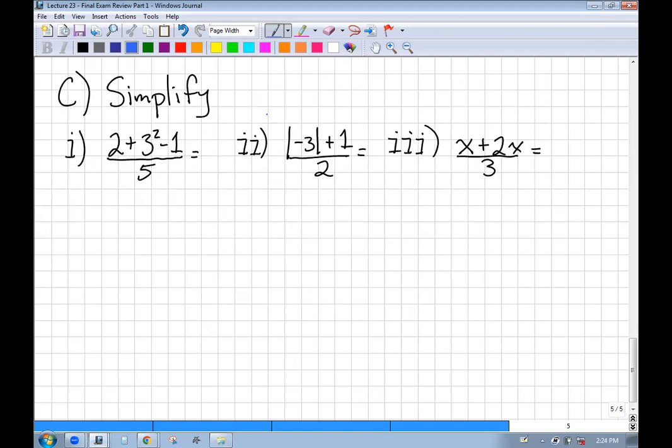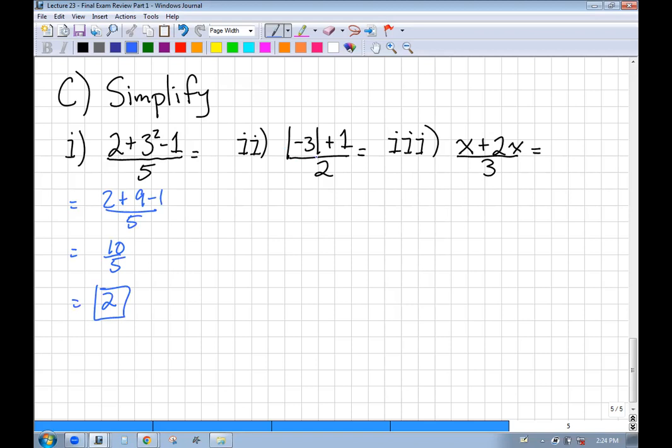All right, so more simplification. So we have 2 plus 3 squared is 9. All right, 2 plus 9 is 11, minus 1 is 10. 10 divided by 5 is 2.